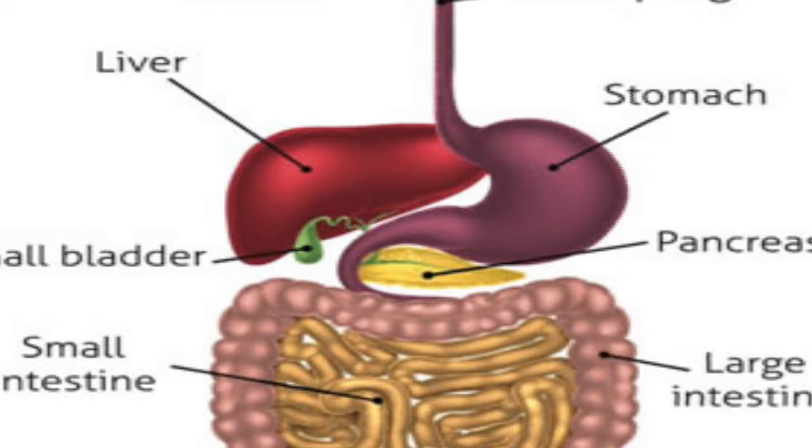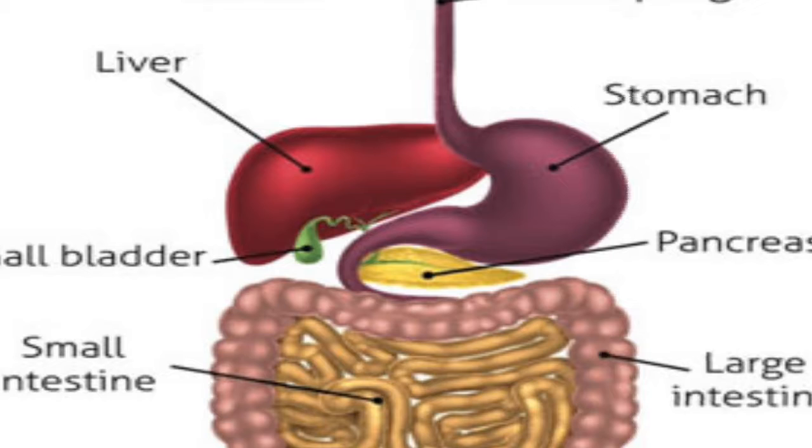Trypsin, like pepsin, also works on protein, and it converts the previously converted polypeptides into amino acids. And lipase, what does it do? It converts fat. But there is one problem: fats are larger molecules, large complex foods that we cannot easily digest.